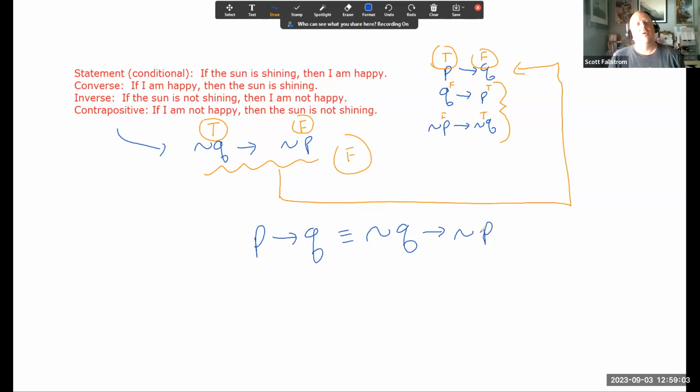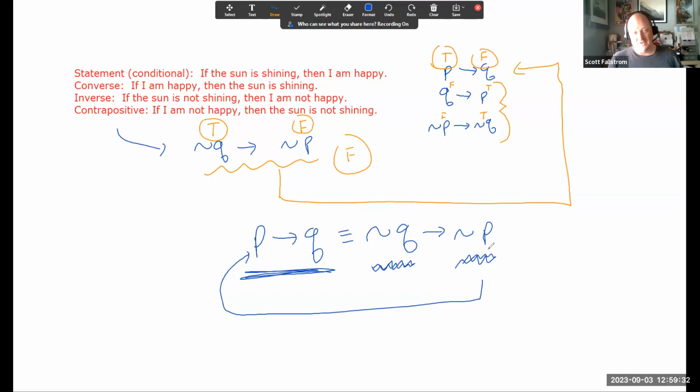Now let's try to think about that for a moment, right? Think about the original statement. If the sun is shining, then I am happy. Okay. So if you're not happy, well, then I don't know much, but I do know that the sun is not shining, because if the sun was shining, you would be happy. So because the sun is not shining, I know you are not happy. So if I'm not happy, the sun is not shining. If the sun is shining, then I'm happy. So that's how we can kind of relate these two pieces together. And that's why they're equivalent.